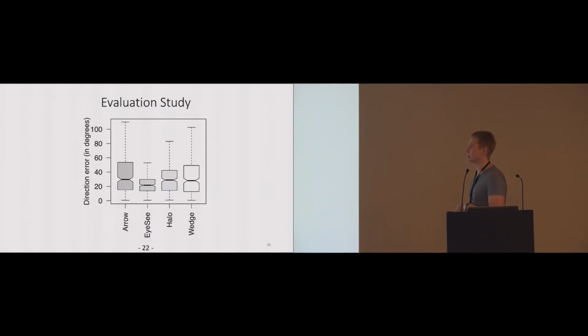And as you can see here, EyeSee was performing significantly better than the other algorithms. We had slightly above 20 degrees error, which is still quite high. Even if you imagine objects that are farther away, that makes this error even bigger if we have it at an angle. So we really have to look into that to make it better. But it shows that currently, for state of the art, it's the best way to show these out of view objects.